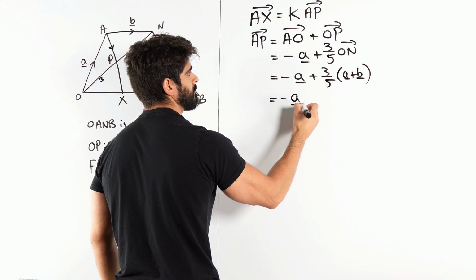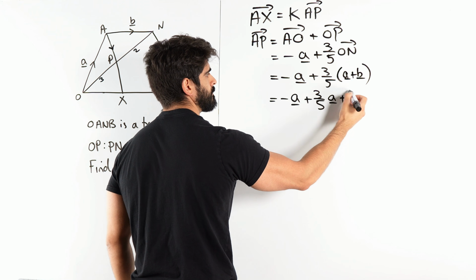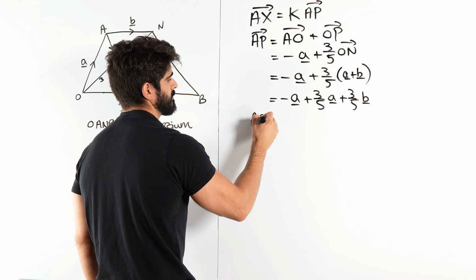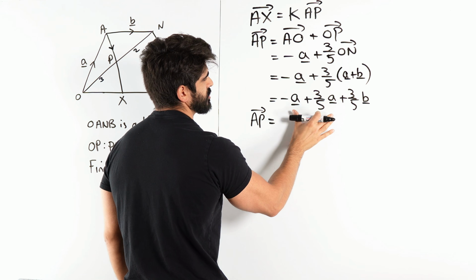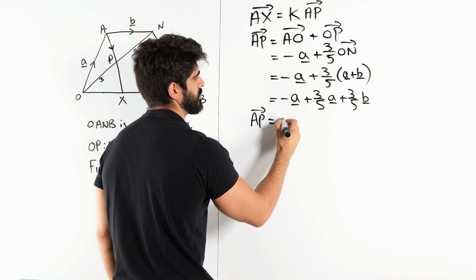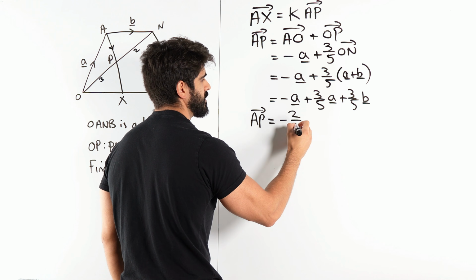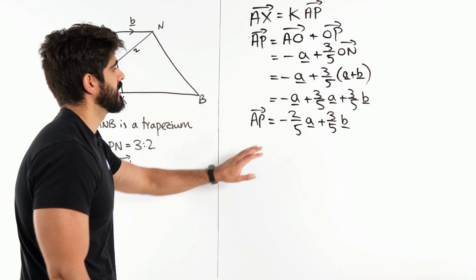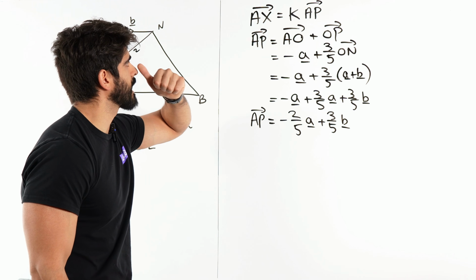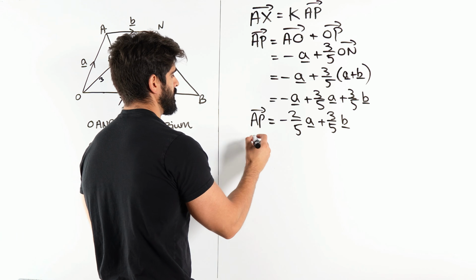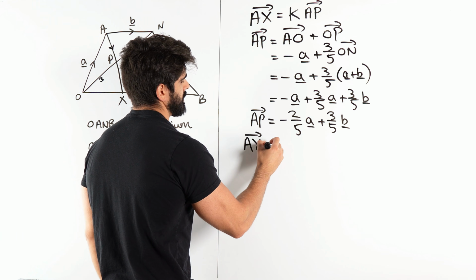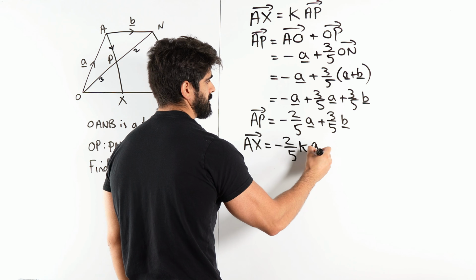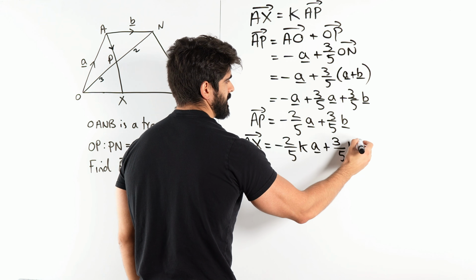Let's expand and simplify. So we get, what was this? This was AP, wasn't it? I'll just write the A's first. Even though it's negative, I'm just going to do it. So minus 1 plus 3/5 is minus 2/5 A plus 3/5 B. That's AP. Now we can plug that in. We just need to work out what K is. So AX is, multiply this by K: minus 2/5 K A, and 3/5 K B.